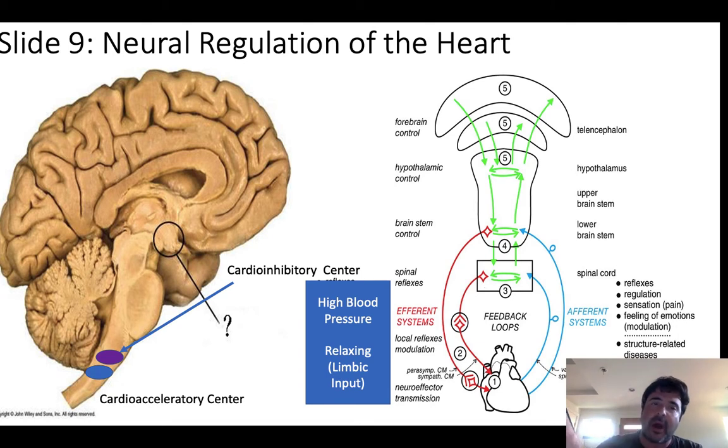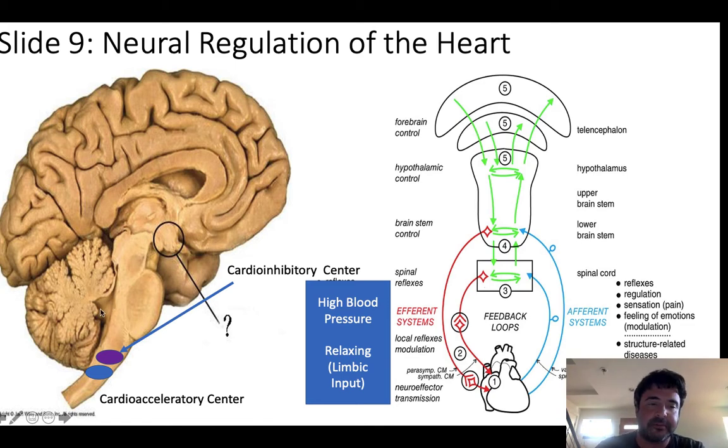Now, when you think about the autonomic nervous system, the ANS, this is when we're talking about the neural regulation of the heart. How does the nervous system regulate the activity of the heart? The heart can beat on its own, but the nervous system speeds it up and slows it down, in accordance with the needs of the body. So it can influence the chronotropic properties of the heart. In other words, it can influence how fast or how slow you want the heart beating, depending on a number of different factors.